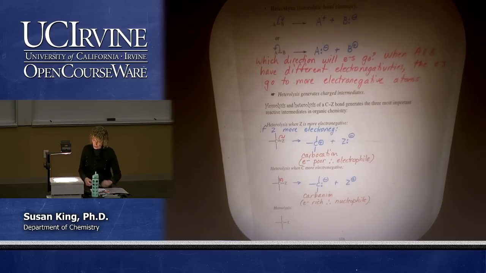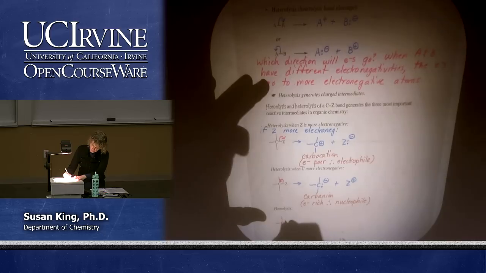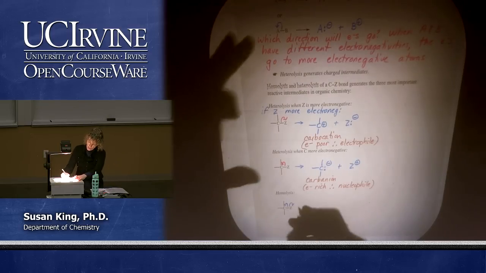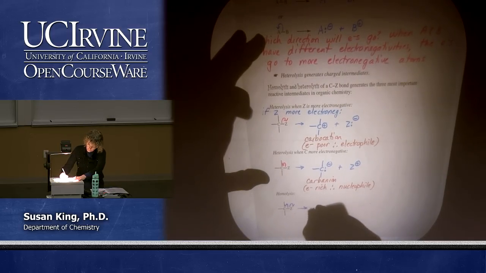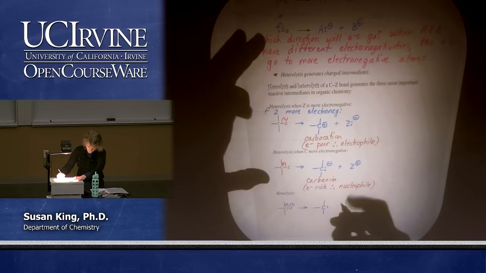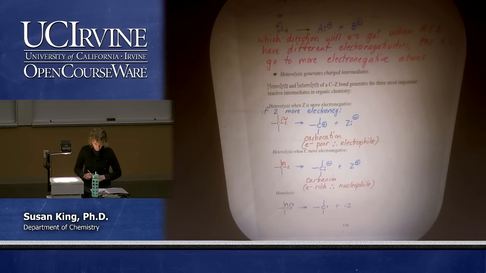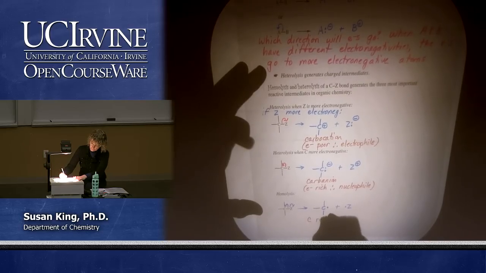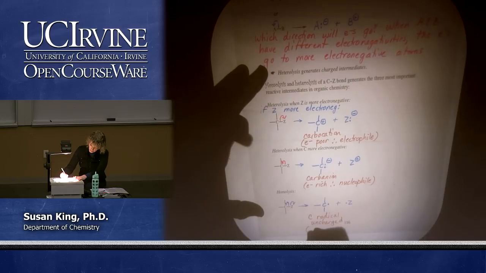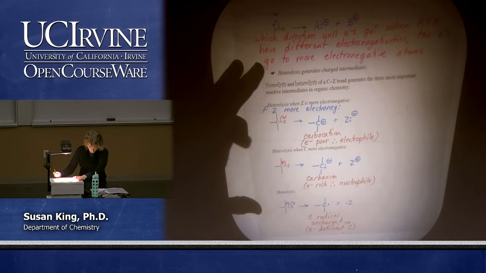And the third important reactive intermediate in organic chemistry is our radicals, a carbon radical. So again, I'm going to use my single-headed arrows. One electron goes to carbon and one electron goes to Z. So that's a carbon radical. It is uncharged. So this would be carbon if you just plugged it right off the periodic table. And if you count electrons, carbon still is electron deficient. It needs one more electron. So it's also electron deficient carbon.